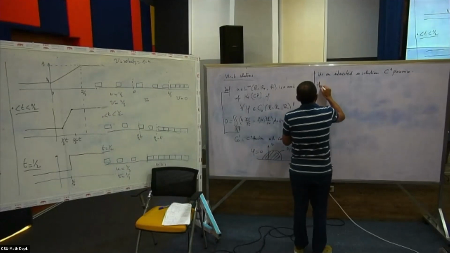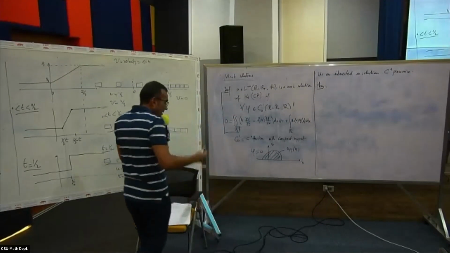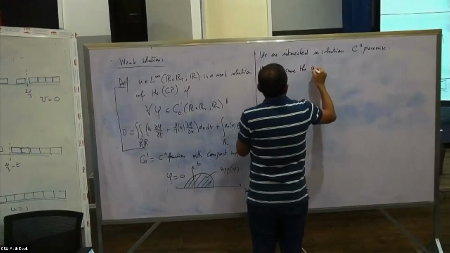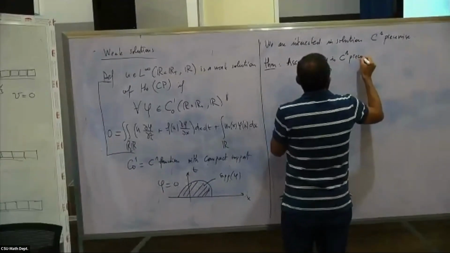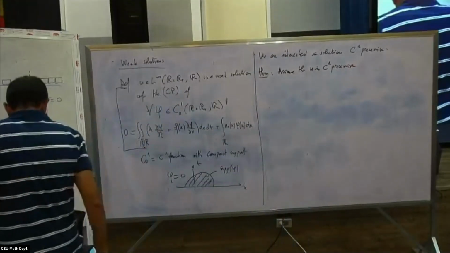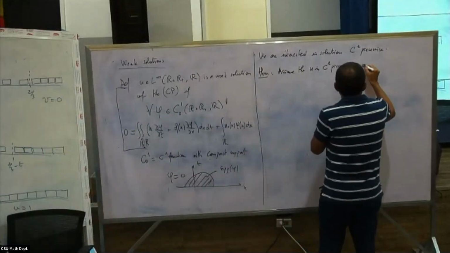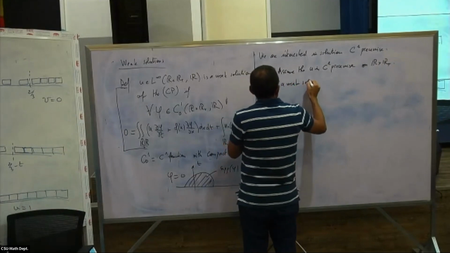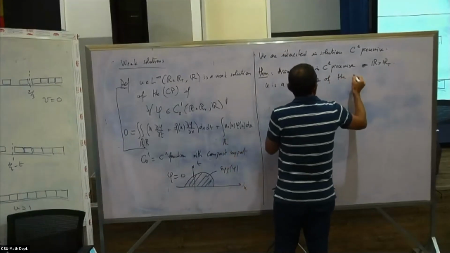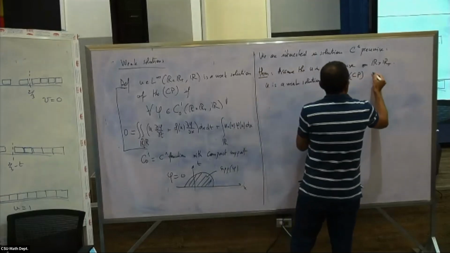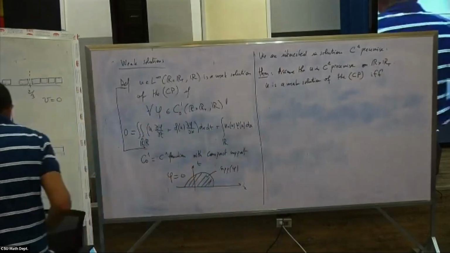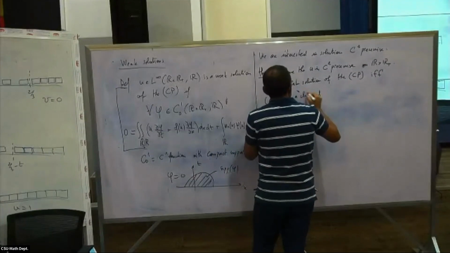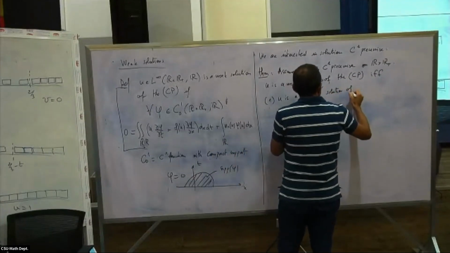From this formulation, it's not easy, but at the end I can give you some references. If you assume that u is C1 piecewise on R by R plus, then u is a weak solution of the Cauchy problem if and only if it satisfies something. U is a classical solution. I will explain what a classical solution of the Cauchy problem is.